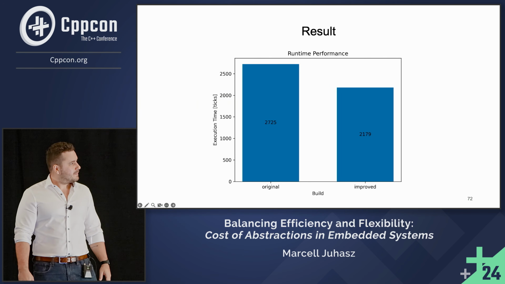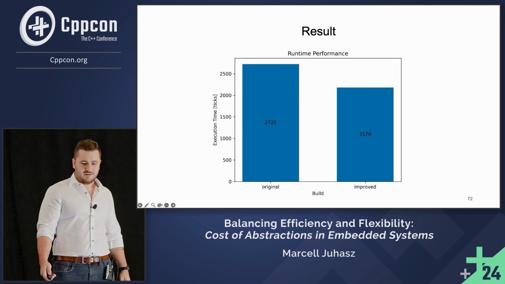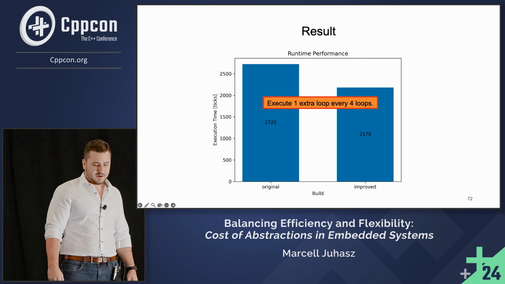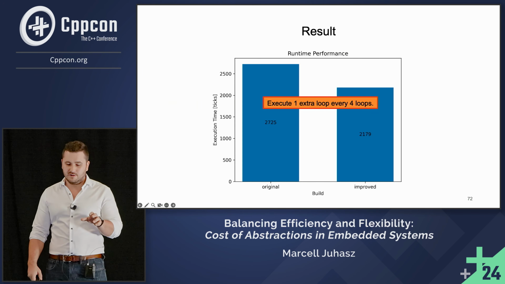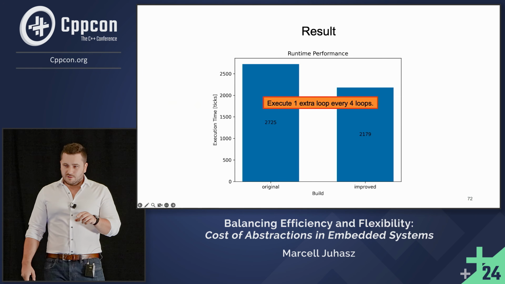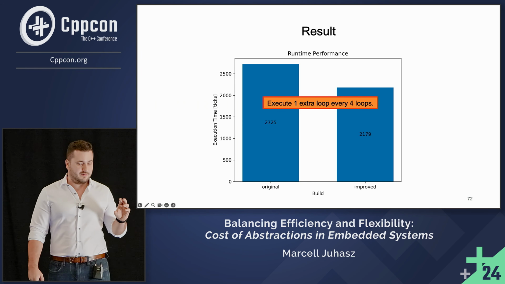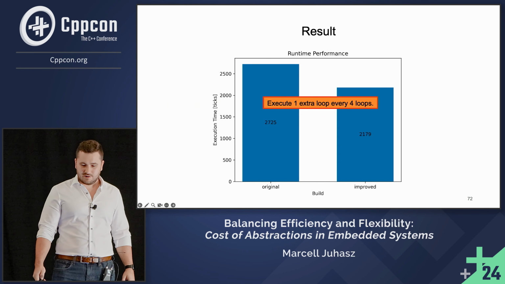But the improvement is not only significant for binary size. We can see that in runtime performance, we save around 20% as well. As you can see, the improved version could do 5 iterations now, while the original one did only 4. So it's around 30% increase there as well.